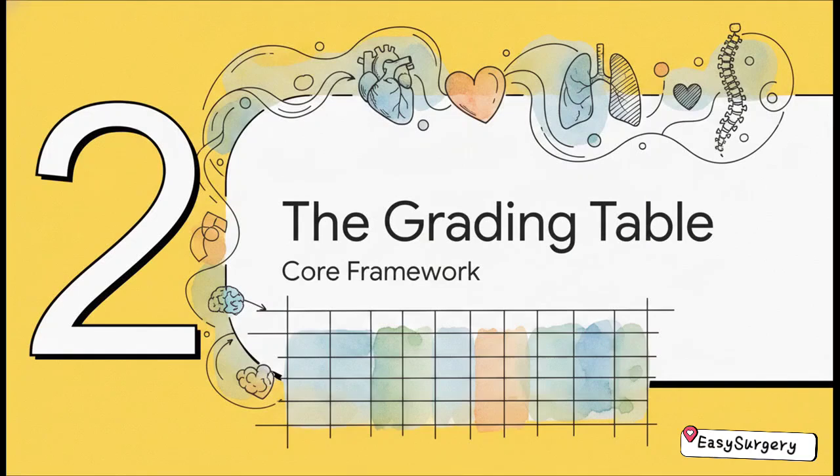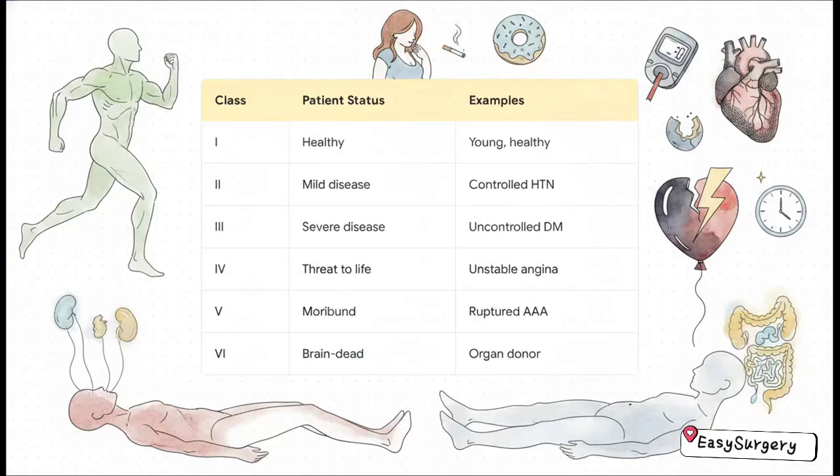Moving right along to Section 2. The grading table, core framework. Now, the ASA system basically categorizes patients on a spectrum. Up at the very top, we've got ASA 1. This is your completely healthy patient, like a young adult with zero systemic disease. Then ASA 2 introduces mild systemic disease without any functional limitation. Think of a patient with controlled hypertension, or maybe a patient who is pregnant or a smoker.